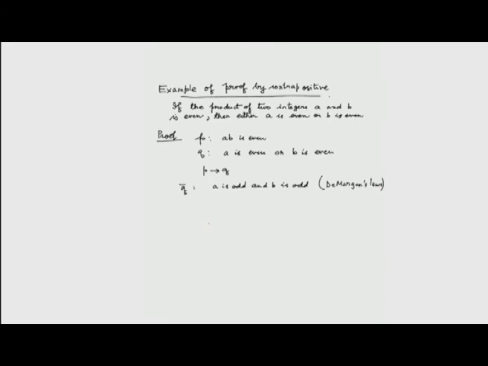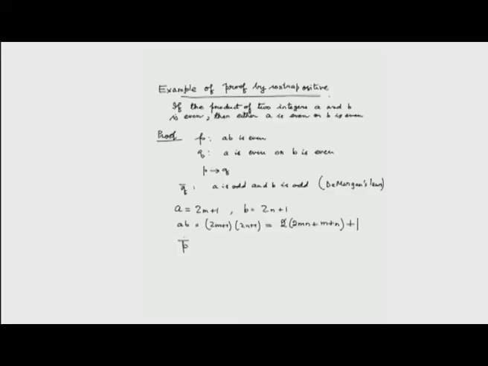So, we are assuming that a is odd and b is odd. Therefore, a can be written as 2m plus 1 and b can be written as 2n plus 1. If we take the product ab, then this is (2m plus 1) into (2n plus 1), which gives me 2 times (2mn plus m plus n) plus 1. Now, we see that a into b is odd, that is, the product ab is odd. Therefore, negation of p is true.